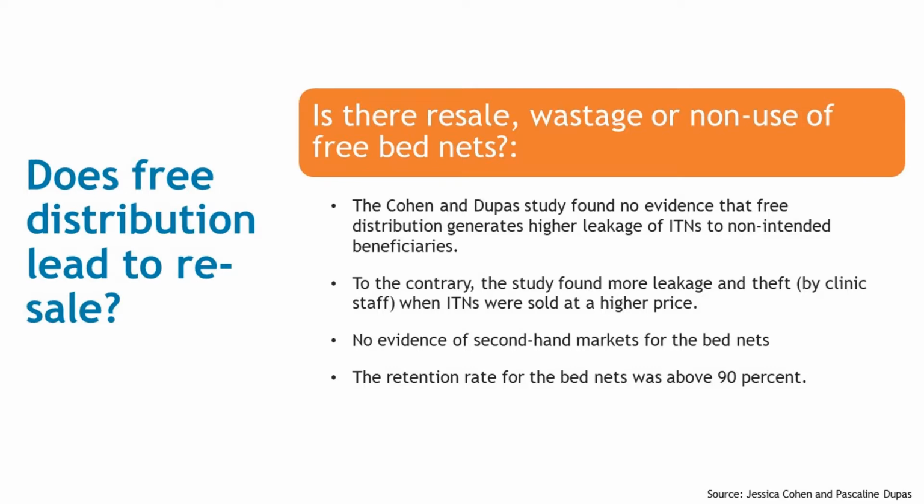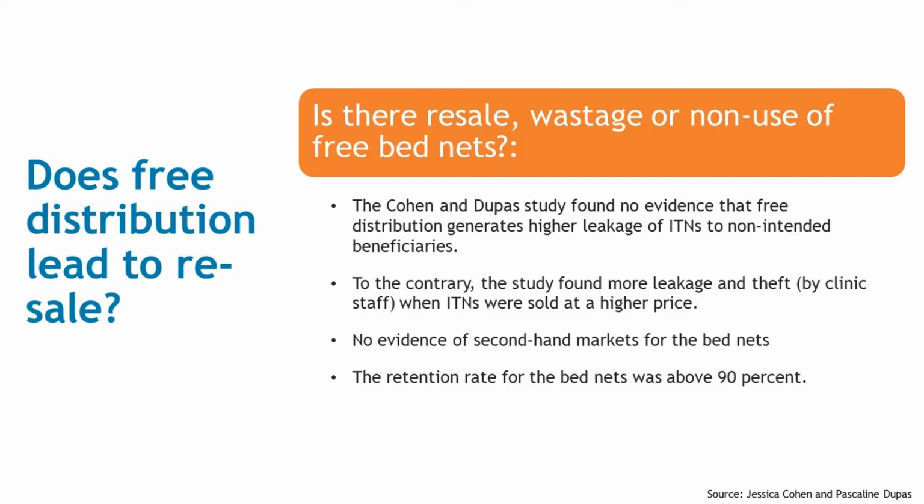Now, there are some common criticisms that free distribution leads to leakage to non-beneficiaries, or it leads to wastage, or there may be reselling of the bed nets, and so on. Now, this study tested these criticisms and found no evidence that free distribution generates higher leakage of bed nets to non-beneficiaries. To the contrary, the study found that more leakage and theft occurred when prices were higher. So when people had to pay higher prices for the bed nets, that's when there are all these challenges with corruption and with reselling and so on. Also, there was no evidence of a second-hand market in areas where these bed nets were distributed for free. And the retention rate was above 90%. So the people who got the bed nets for free, 90% of them kept on using them.